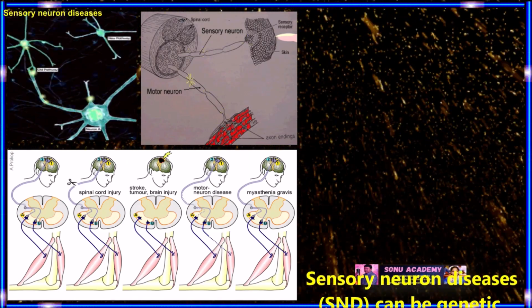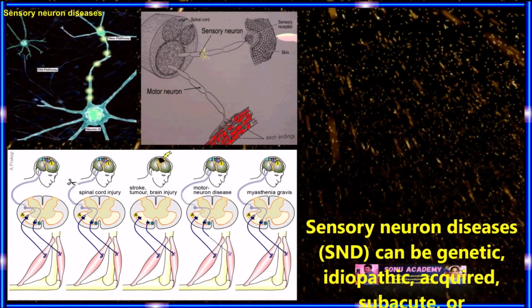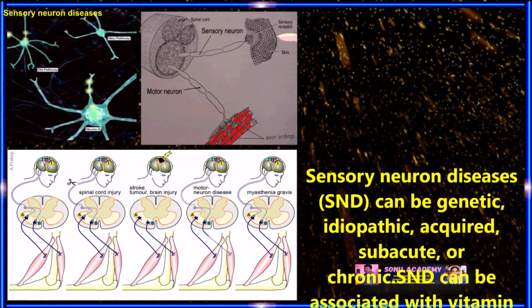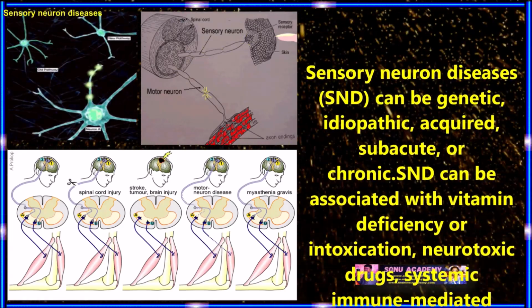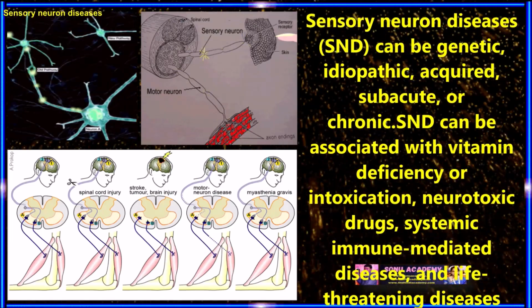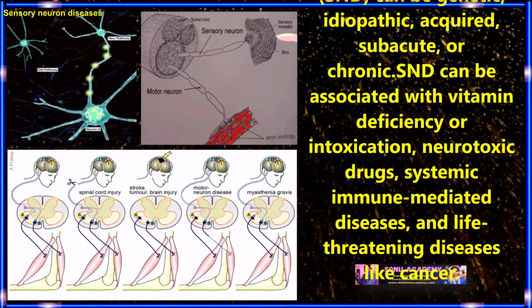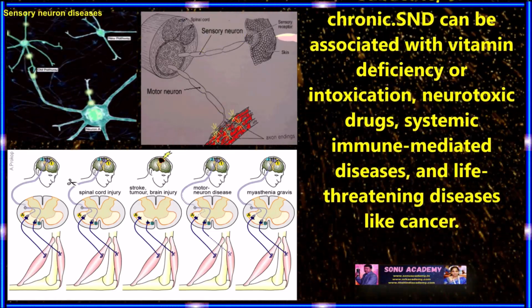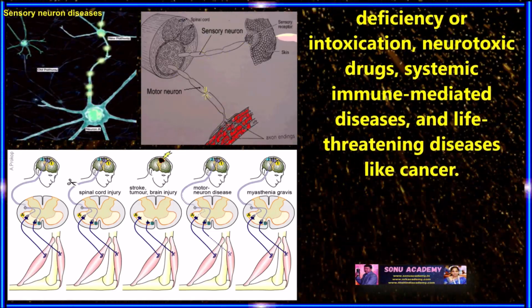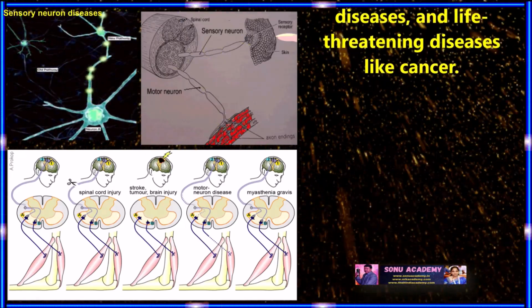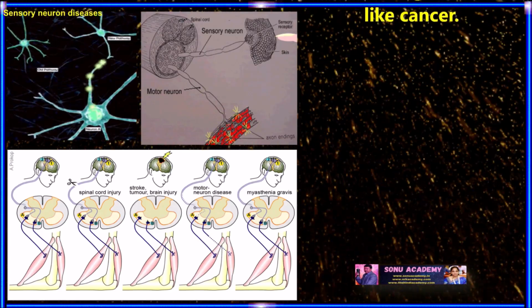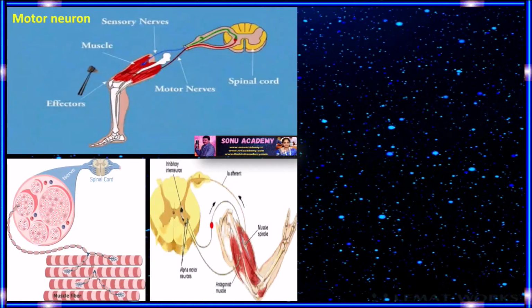Children, now let us discuss the diseases of sensory neurons. Sensory neuron disease can be genetic, idiopathic, acquired, subacute, or chronic. SND, sensory neuron disease, can be associated with vitamin deficiency or intoxication, neurotoxic drugs, immune-mediated disease, and life-threatening diseases like cancers.